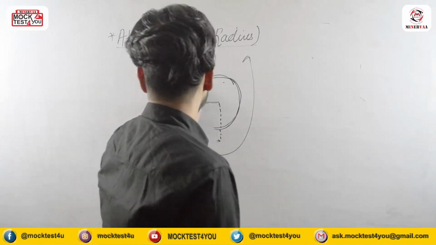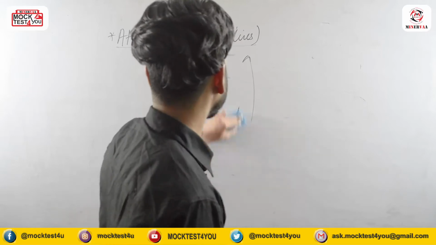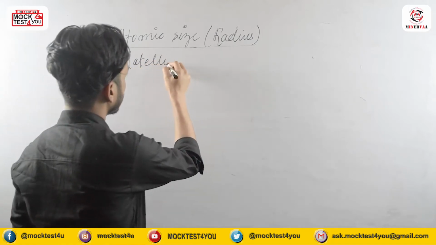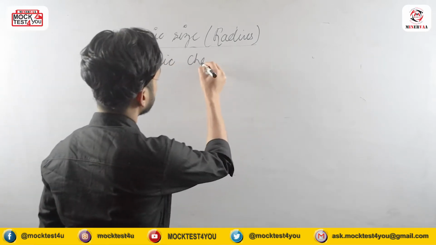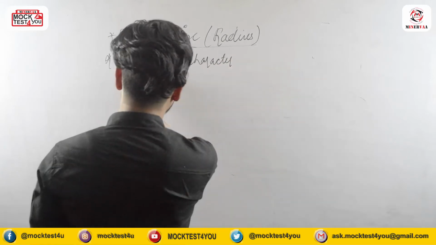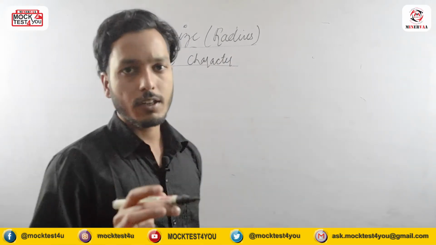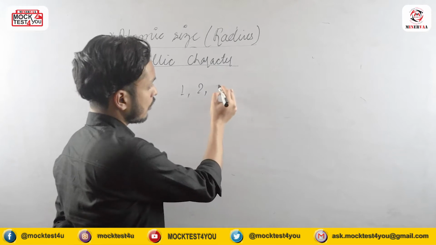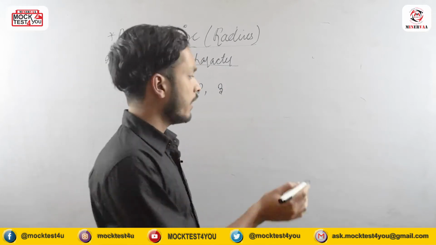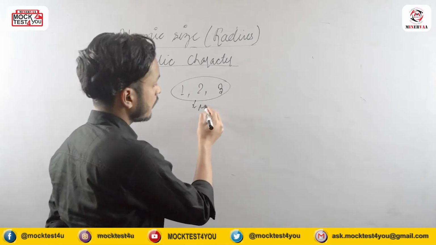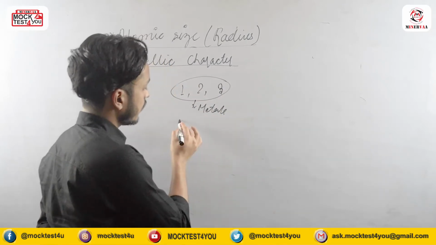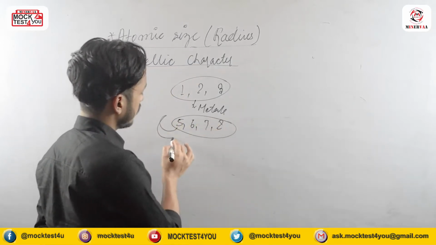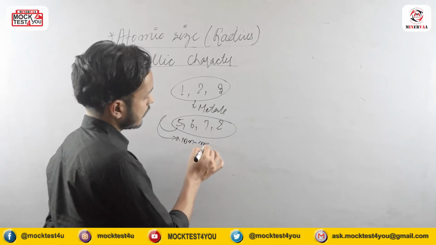Now next we will see what metallic and non-metallic character is. First of all, metallic character. When you talk about metallic character, you have also learned that if there are 1, 2 or 3 electrons in the outermost shell of an element, it comes under the category of metals. And if they have 5, 6, 7 or 8 electrons in their outermost shell, they come in the category of non-metals.